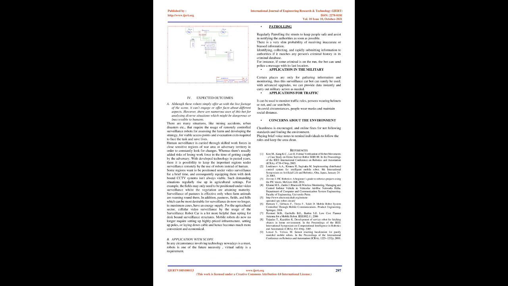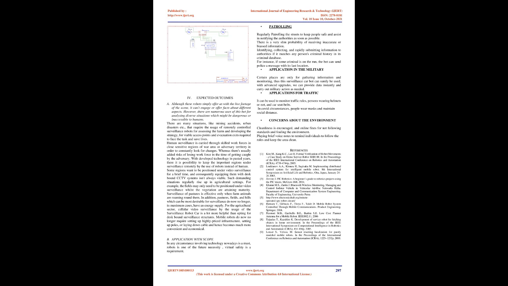B. Application with scope. In any circumstance involving technology, nowadays it is a must. Robots are one of the future necessities. Virtual safety is a requirement. Patrolling: regularly patrolling the streets to keep people safe and assist in notifying the authorities as soon as possible. There is a very slim probability of receiving inaccurate or biased information. Identifying, collecting, and rapidly submitting information to authorities if it matches any person's criminal history in its criminal database. For instance, if some criminal is on the run, the bot can send police a message with its last location.